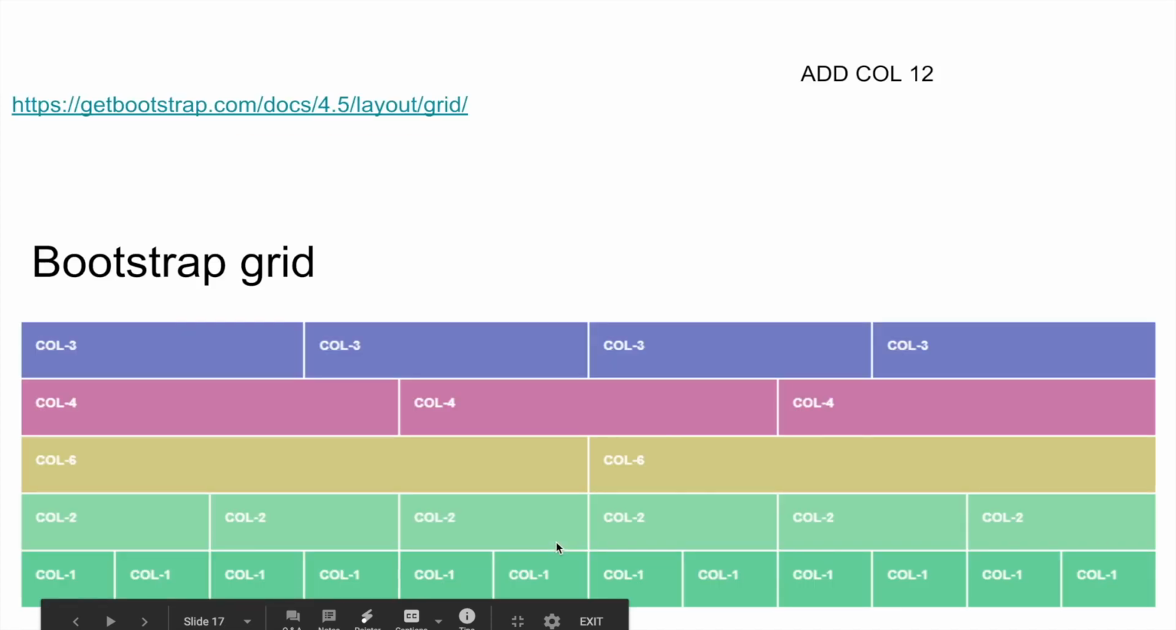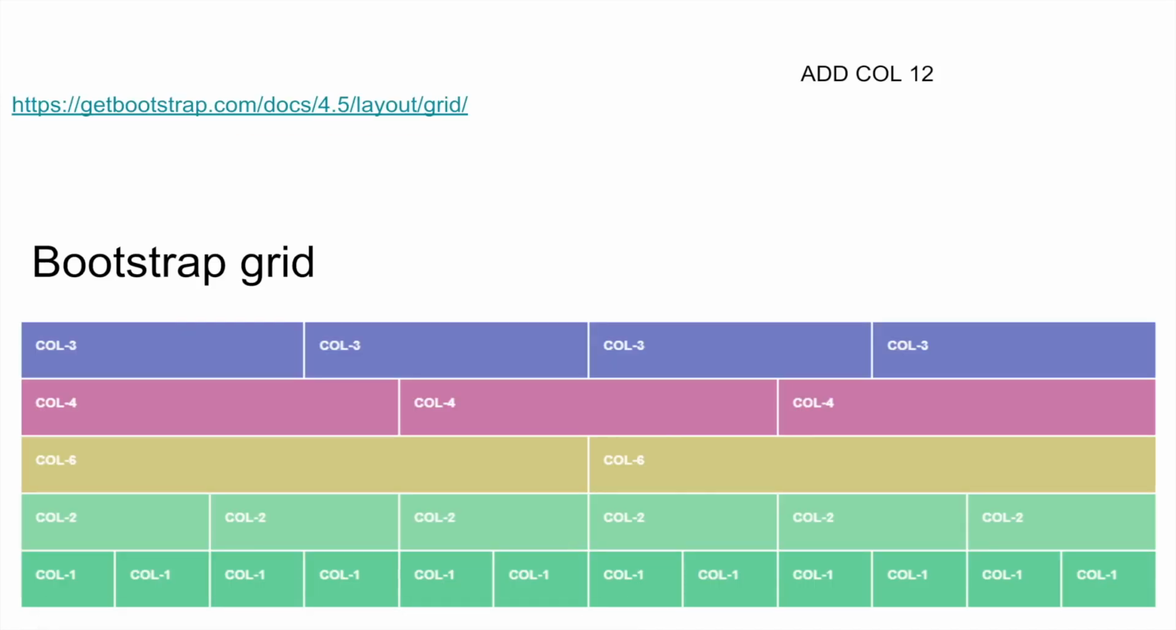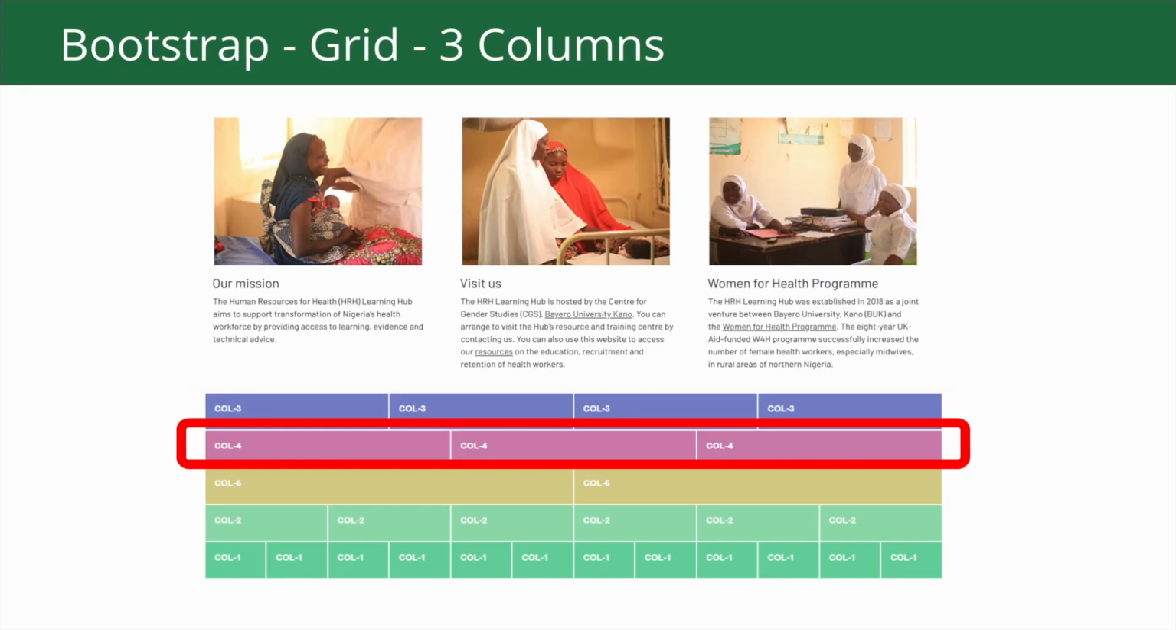This is what the Bootstrap grid looks like. You can see the 3 columns, 4 columns, and for example here we use these 3 columns. You can see the second line, this is what we've used. They're always divided into 12 parts. It's like 3 parts of 4 or 4 parts of 3. So we just decided to use the 3 columns.